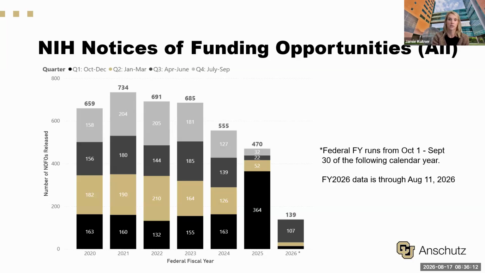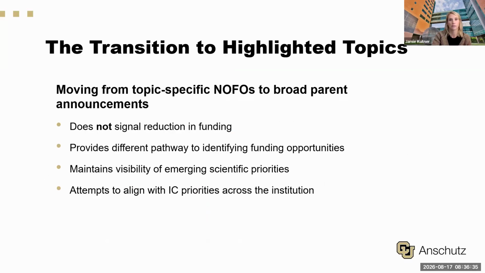So now, rather than issuing a large number of topic-specific funding announcements in the last few years, especially this year, as we can see, the NIH has increasingly shifted toward fewer topic-specific RFAs and emphasizes utilizing broad funding opportunities, or those parent announcements. And so we'll talk a little bit about why this transition occurred and how we got to highlighted topics.